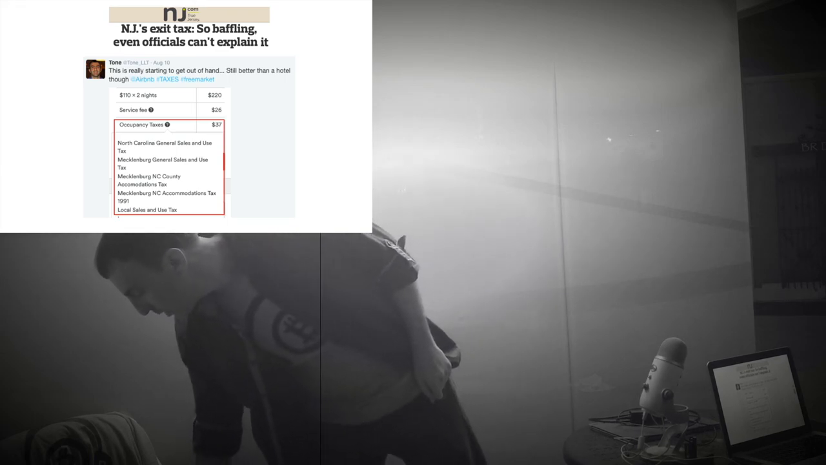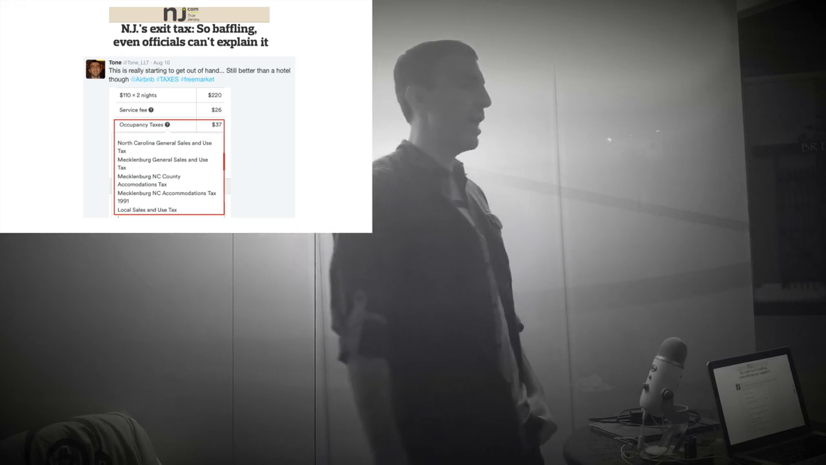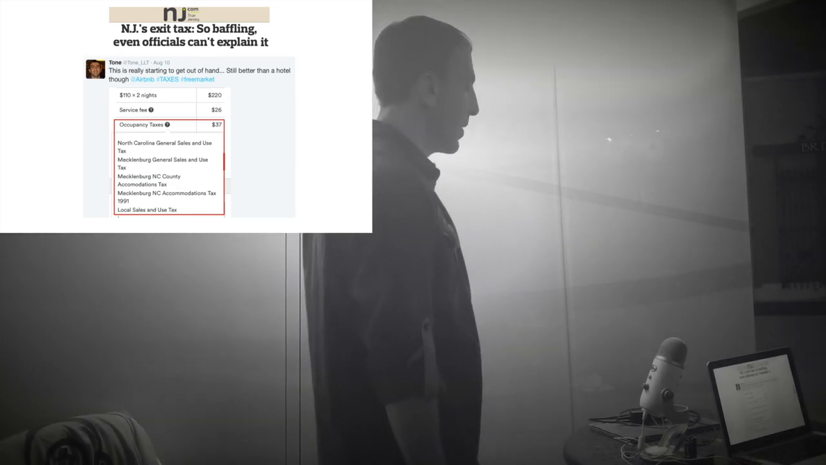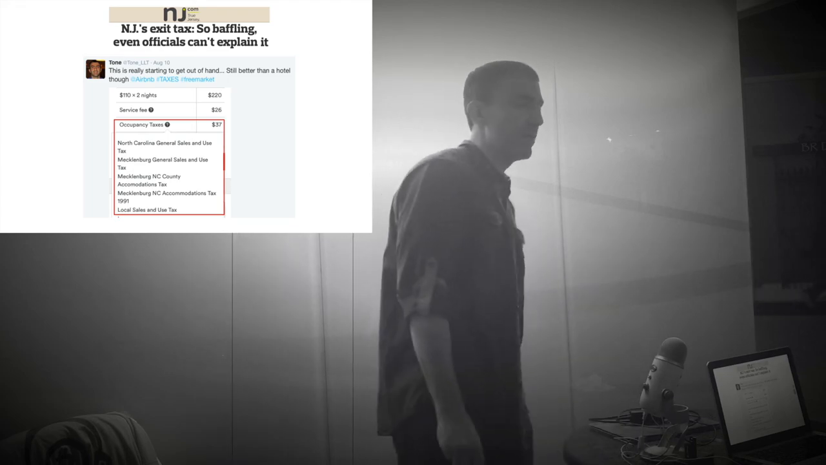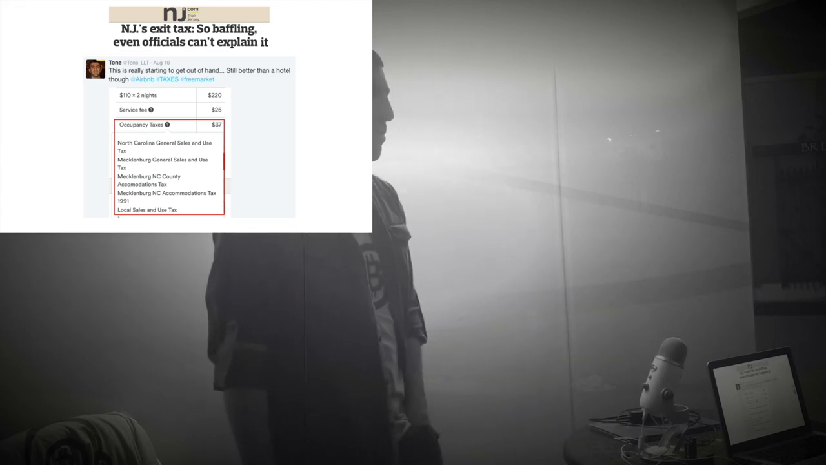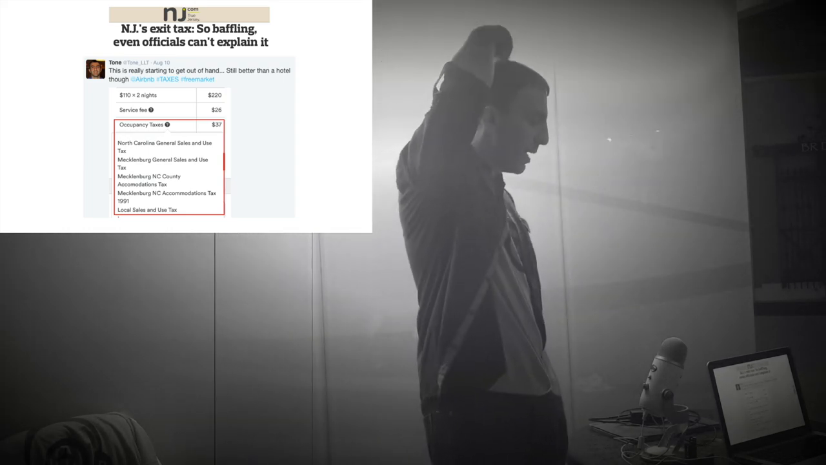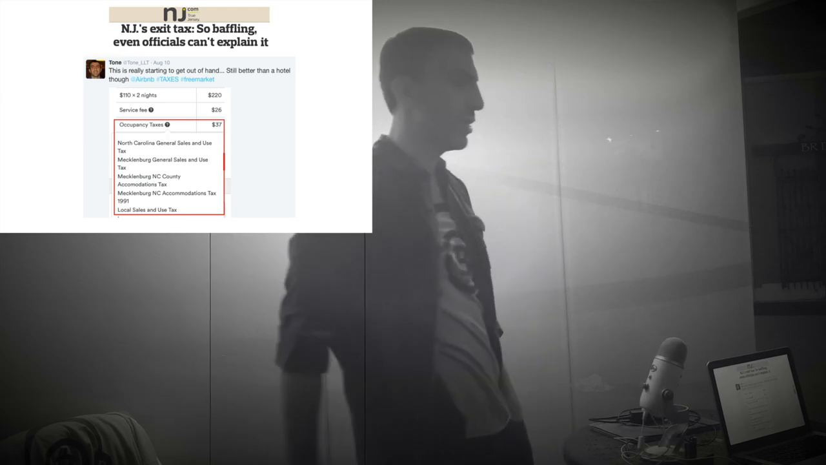I was a very early Airbnb user. I loved it. It was great. Saved me so much money on hotels. It was simple. And then one day I was going to a conference in North Carolina. I go to book Airbnb and I'm like, why does this price seem unreasonably high? And I looked into it and I'm like, holy shit, when did they start charging taxes?